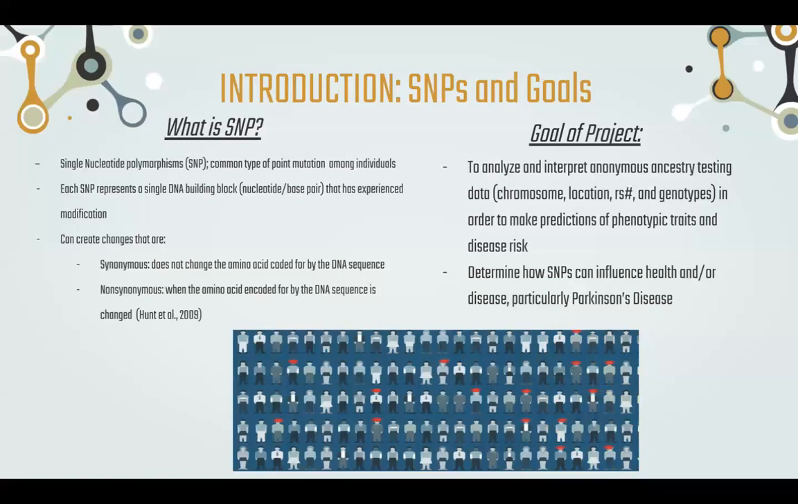So the goal of our project was to analyze and interpret anonymous ancestry testing data that includes the chromosome, the location, the RS number, and the genotypes in order to make predictions of the phenotypic traits and disease risks. Our second goal was also to determine how SNPs can influence health and or disease, particularly Parkinson's disease.